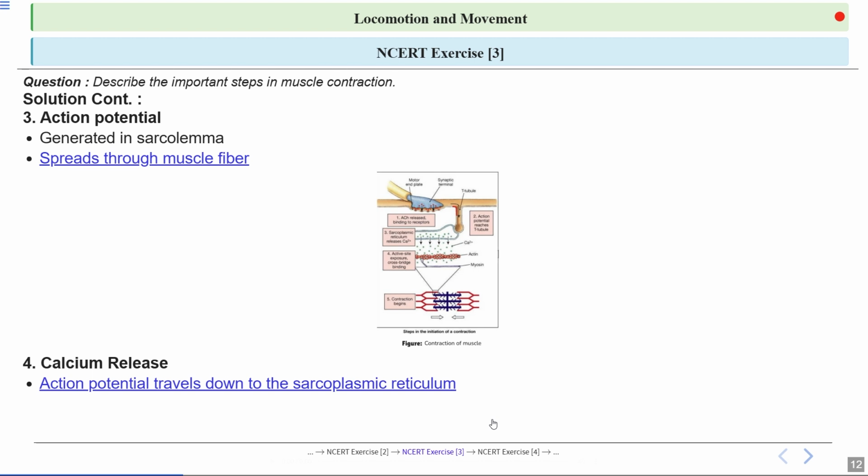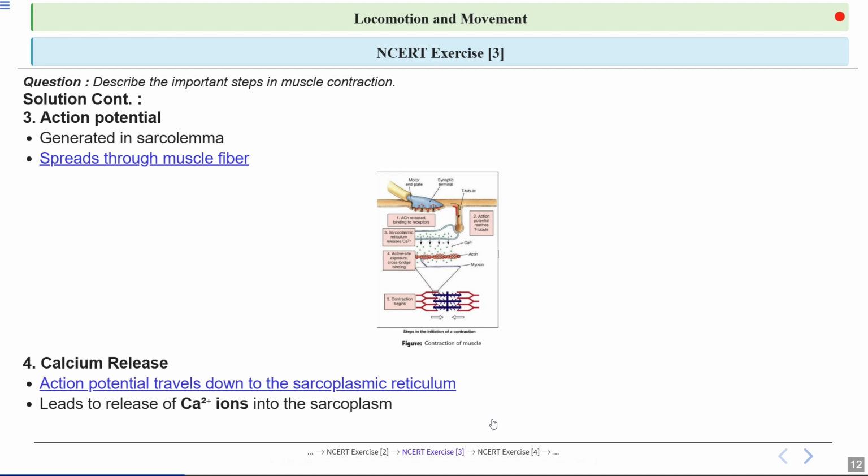Now the action potential travels down into the muscle cell and reaches the sarcoplasmic reticulum, which you can think of as a storage warehouse for calcium ions. This is where the signal tells the cell to release its stored calcium. As a result, calcium ions are released into the sarcoplasm, the fluid inside the muscle cell.